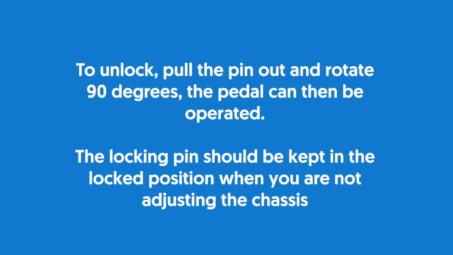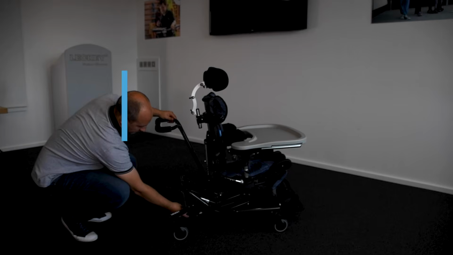To unlock, pull the pin out and rotate 90 degrees. The pedal can then be operated. The locking pin should be kept in the locked position when you are not adjusting the chassis.